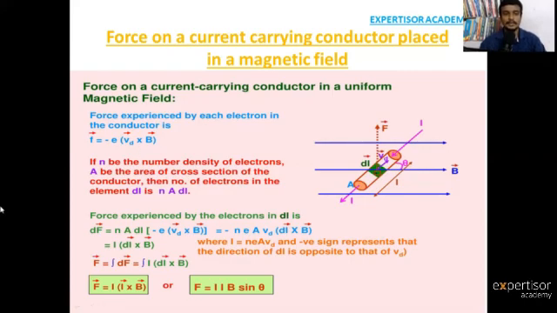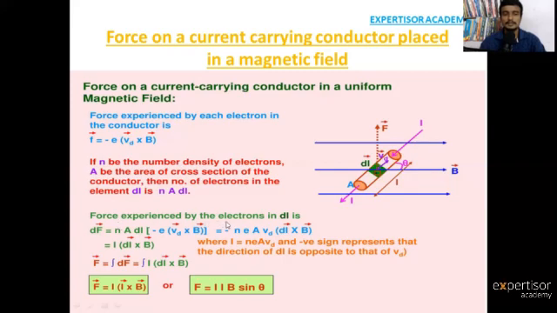If n is the number density of electrons, and capital A is the area of cross section of the conductor, then the number of electrons in the element dl is n A dl. Here, small n is the number density of electrons, A is the area of the conductor, and dl is the small length of the conductor.